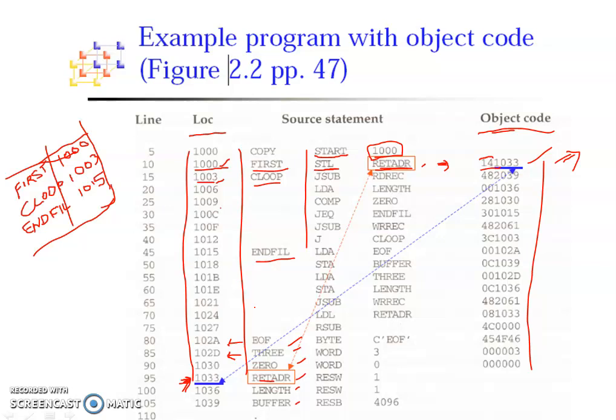Changes occur here. Like RESB 4096, the next address will be 1039 plus the 4096 bytes it should take.